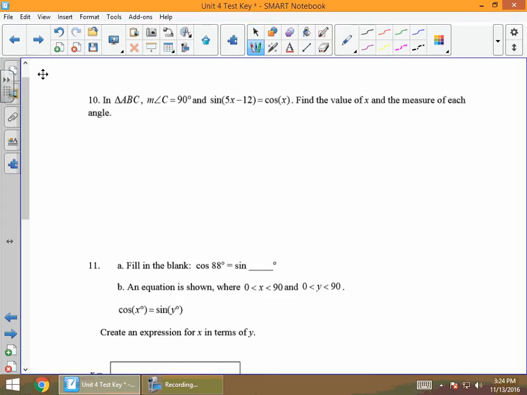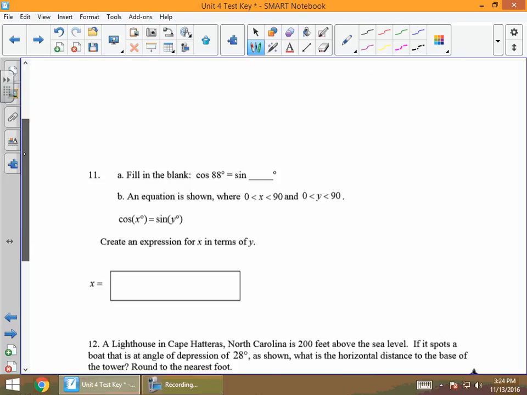Welcome to video 3, which is going to cover page 3 of the Unit 4 geometry test. This page is worth 6 points. Question number 10 is worth 3. You will notice it says find the value of x, which is 1 point, and then the measure of each angle. That's where your other 2 points come from.